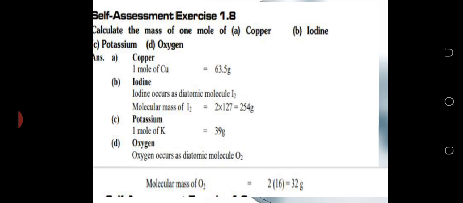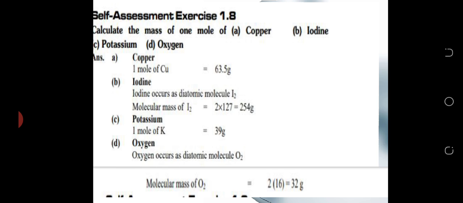Now we are coming towards our self assessment exercise 1.8. Let's see what they are asking here. The question is: calculate the mass of 1 mole of copper, iodine, potassium and oxygen. As we have discussed earlier, copper is a metal and it exists in monoatomic form. So 1 mole of copper is, as it has atomic mass in the periodic table, 63.5 AMU, the atomic mass unit of copper. When we express the atomic mass in gram, it will be 1 mole of copper.